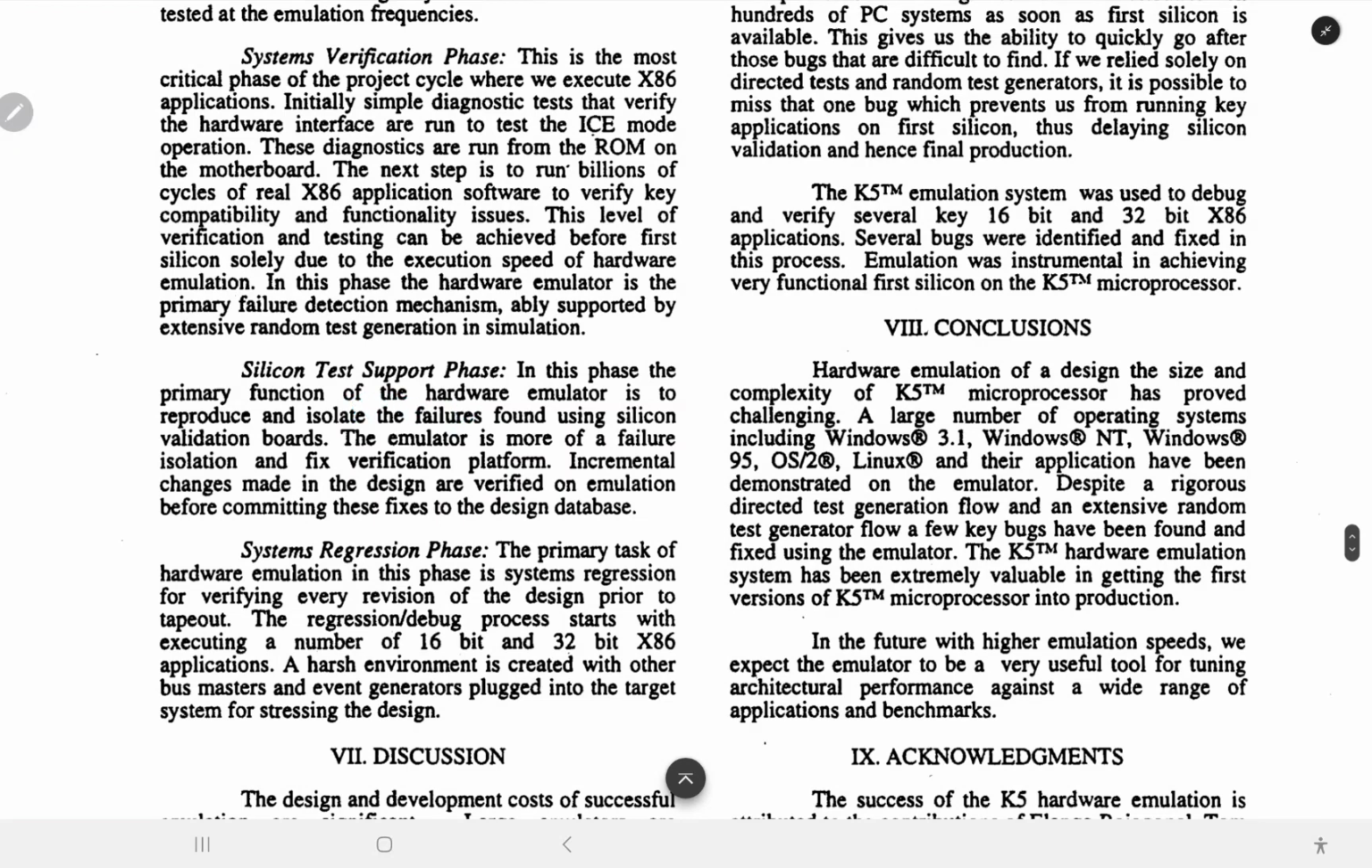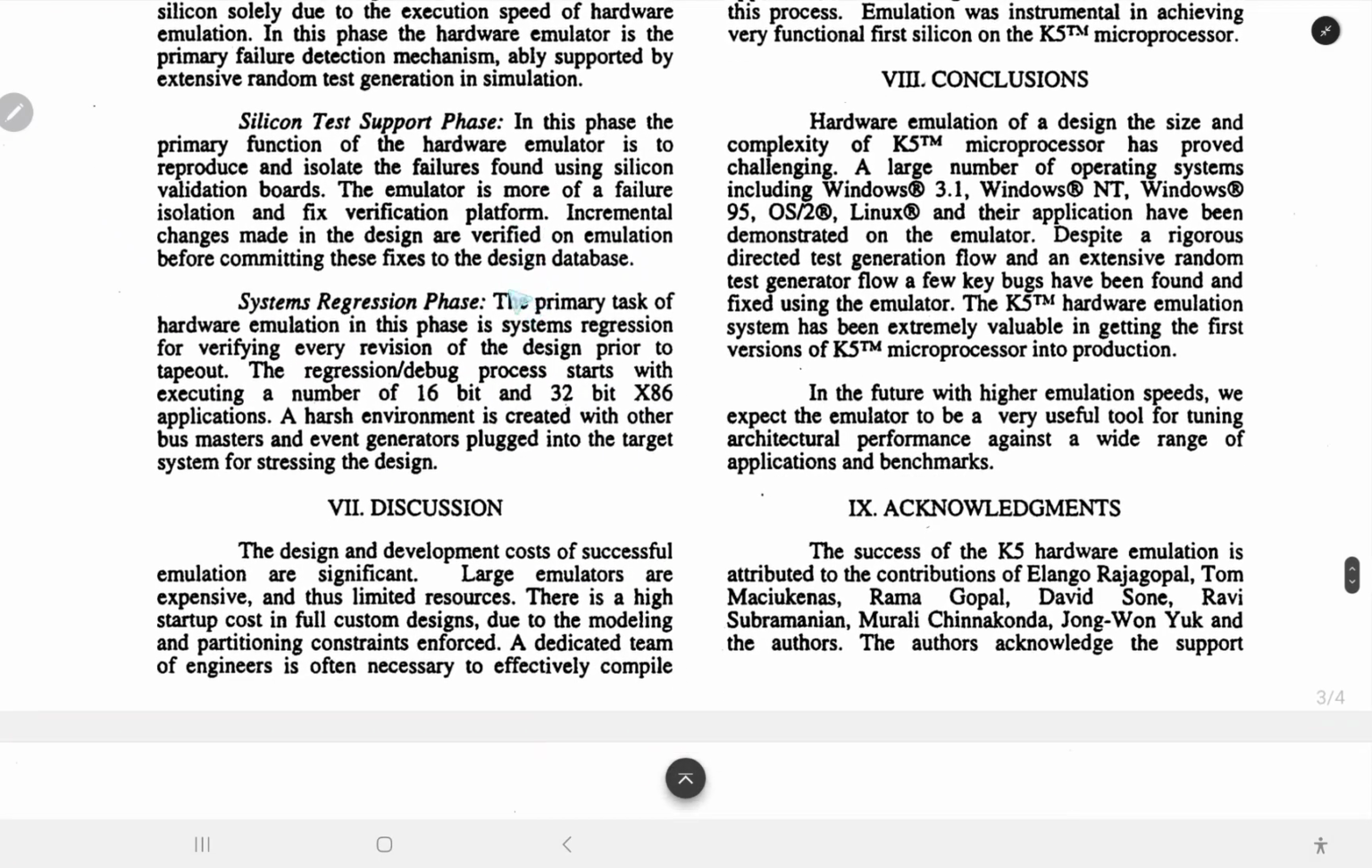The silicon test support phase. In this phase, the primary function of the hardware emulator is to reproduce and isolate the failures found using the silicon validation board. The emulator is more of a failure isolation and fix verification platform. Incremental changes made in the design are verified in the emulation before committing these fixes to the design database.